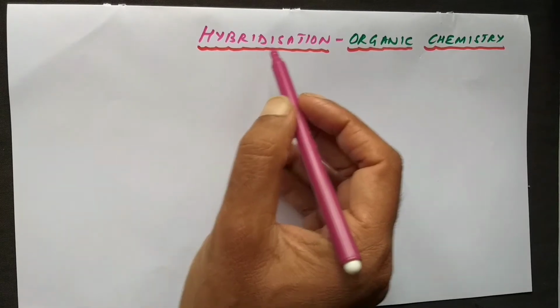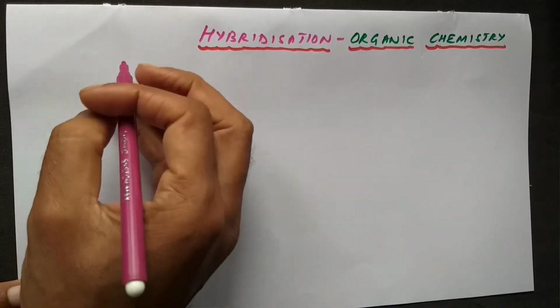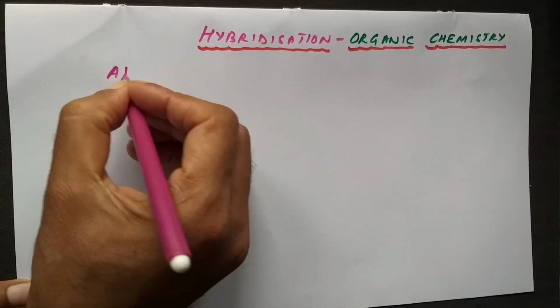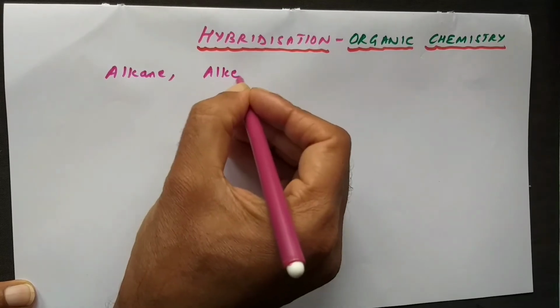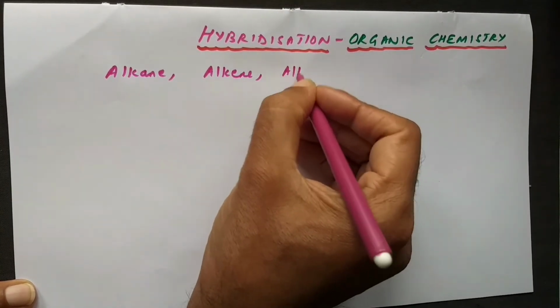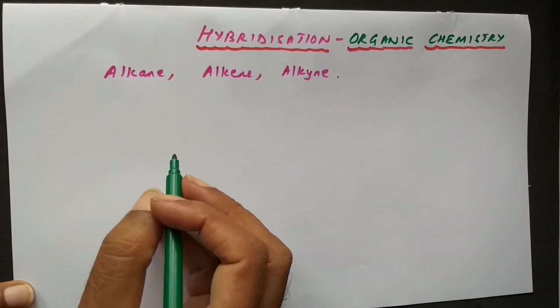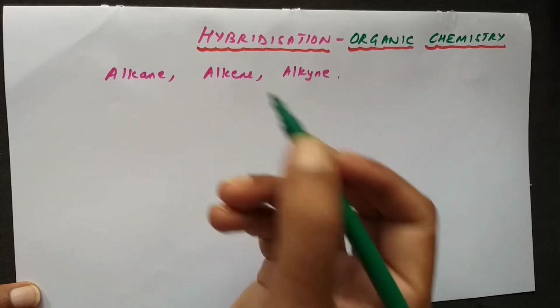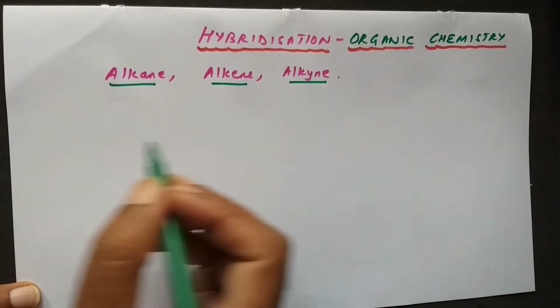I will discuss hybridization from organic chemistry. Normally, let us take an alkane, an alkene, and an alkyne. This topic will be really interesting because we've got a lot of applications. It's not only the hybridization part, we've got a lot of applications also. So alkane, alkene and alkyne.